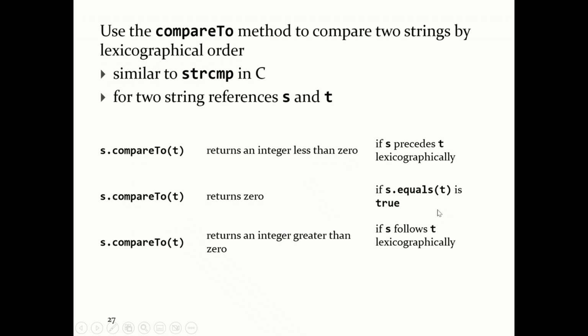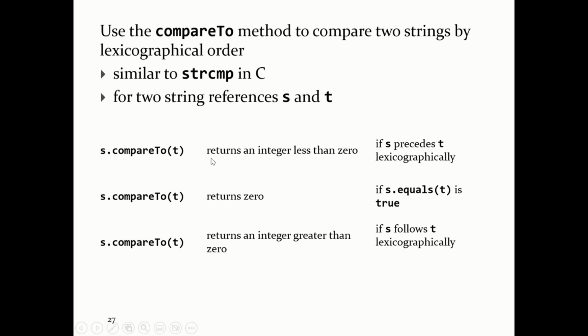Oh, sorry. Okay, compareTo. Did you guys see strcmp in your C course? This is exactly the same thing. So compareTo is the equivalent of C's strcmp function. It compares two strings in lexicographical order, dictionary order.